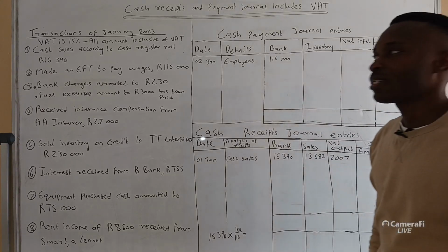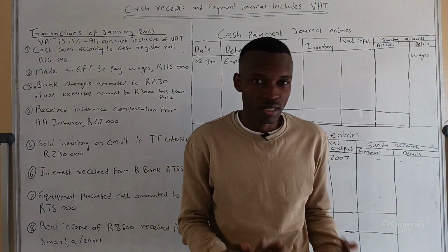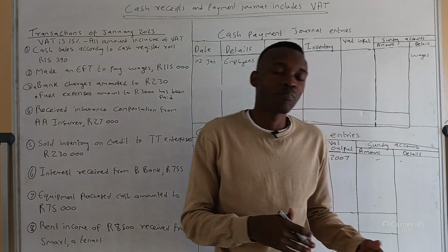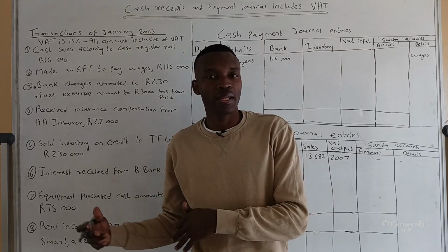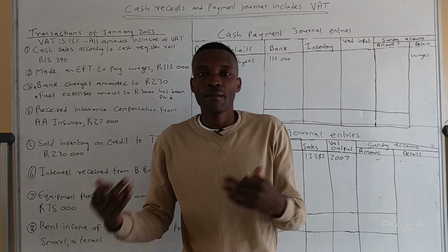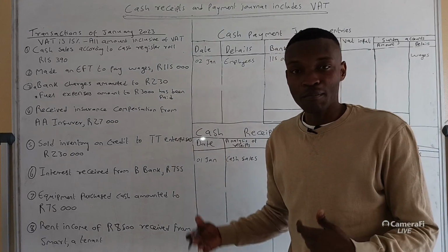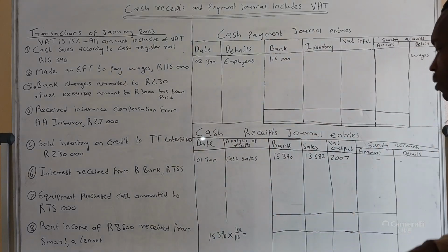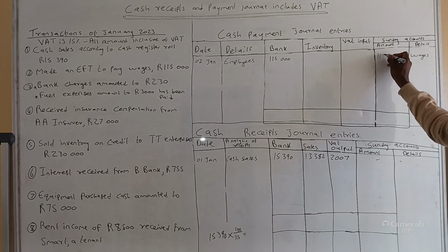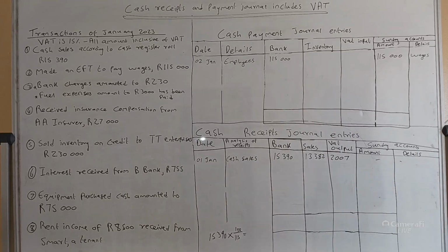Now the other question that you might have is, what about VAT? Salaries do not have VAT, ladies and gentlemen. Salaries constitute a tax, pay as you earn, which is different from VAT. VAT is value added tax, while pay as you earn is a tax that is supposed to be paid by employees on their wages, which means that we are not going to calculate VAT in this case. We're going to transfer the amount of 115,000 as it is. Simple as that.